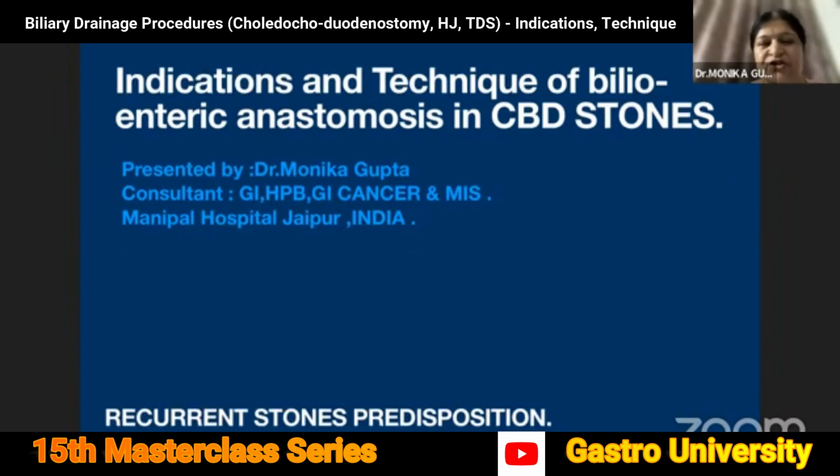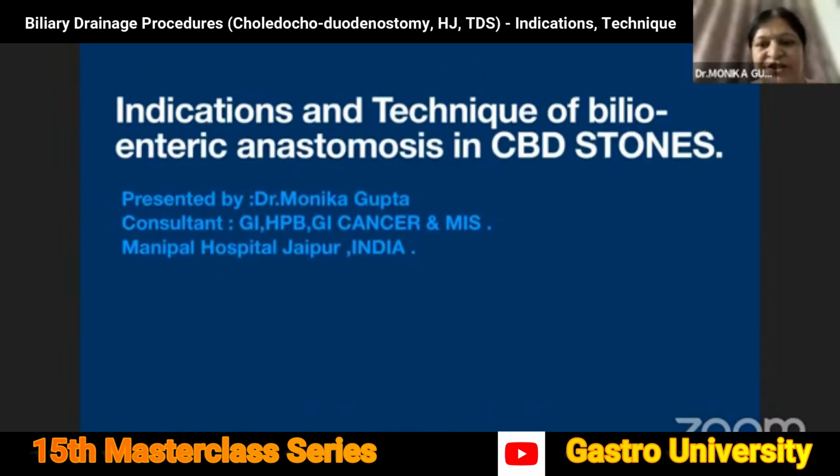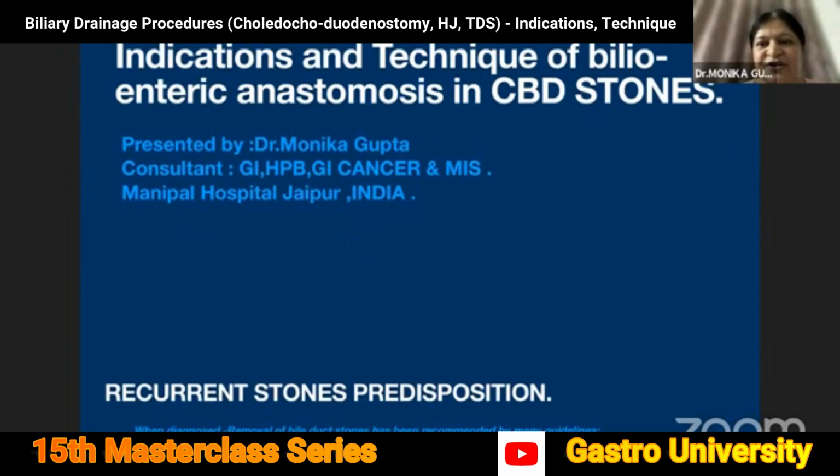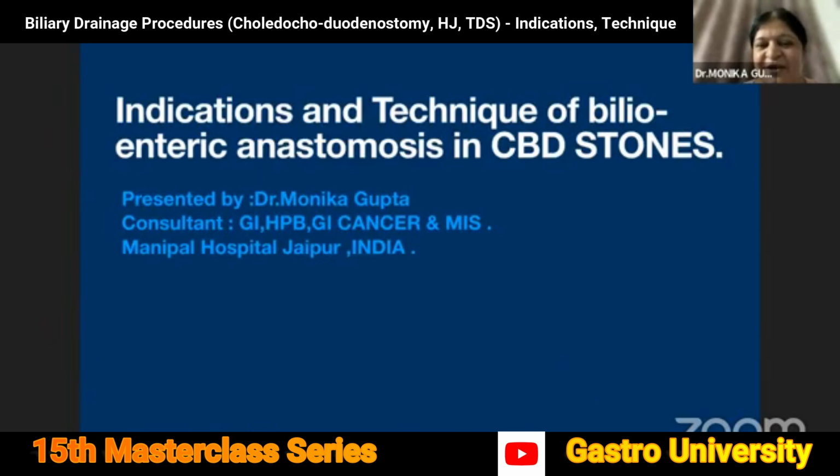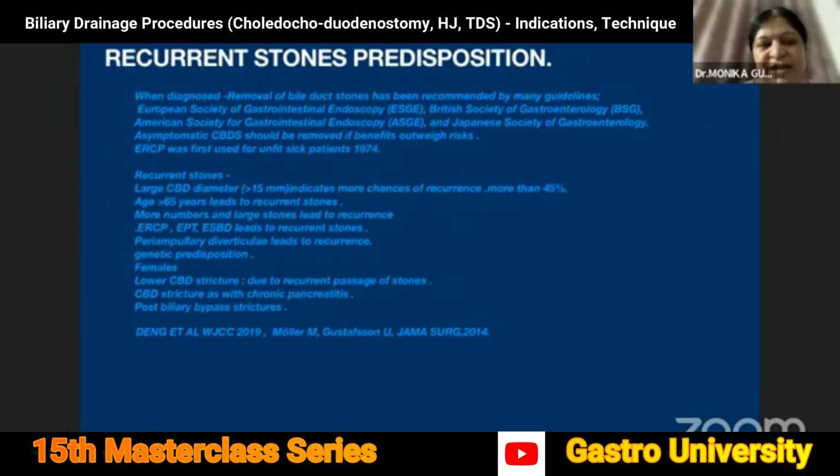In this, I am going to present very few surgical technique things because I think it will need a long duration to explain that, and everyone hearing me is an expert as far as I understand. So, recurrent stone, the predisposition: when CBD stone is diagnosed, removal of the CBD stones is recommended by many guidelines, as we have already discussed since yesterday, according to the British Society, European Society, American Society, and Japanese Society. Everyone says that CBD stone removal is indicated.